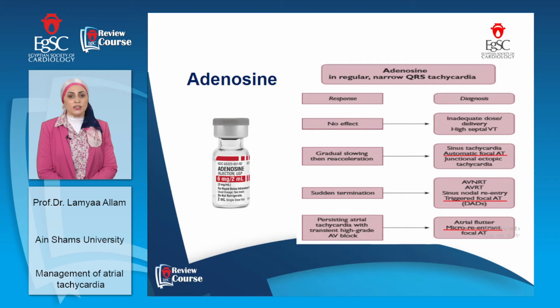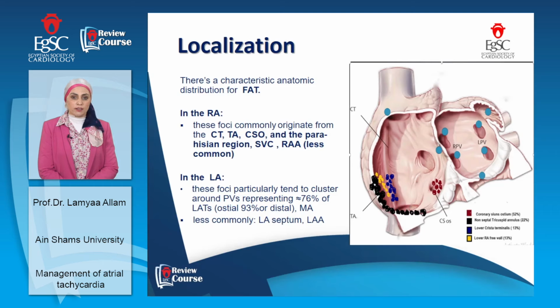But if the tachycardia is terminated suddenly, it's most probably a triggered activity. But if I give adenosine and see that the tachycardia doesn't stop, but it is persistent, and sometimes some variable AV conduction or AV block occurs, it is most probably a micro reentry atrial tachycardia.